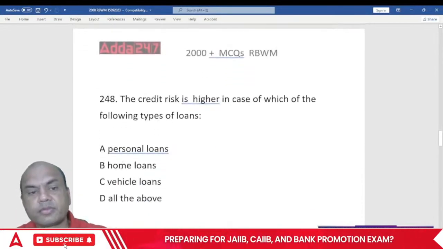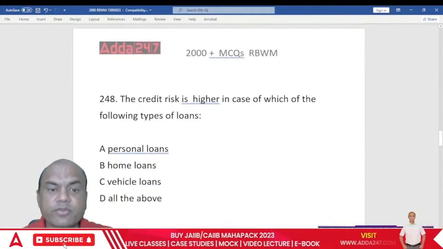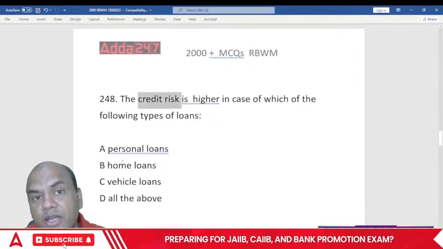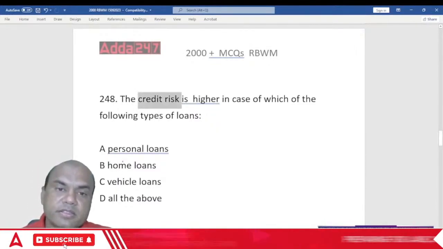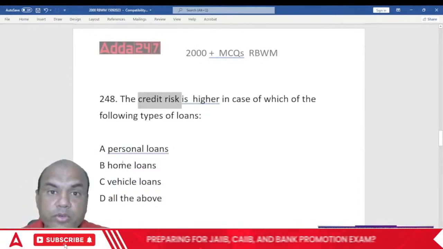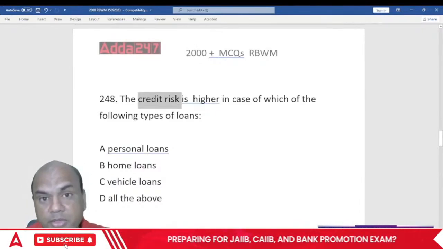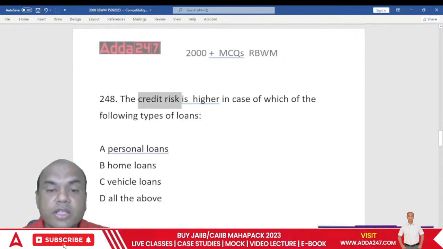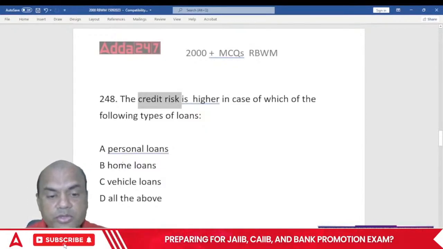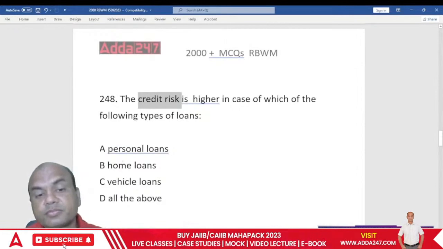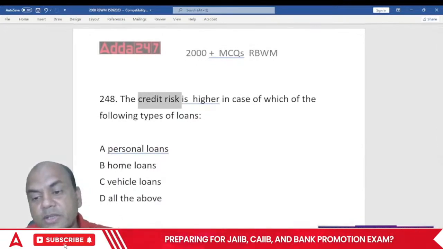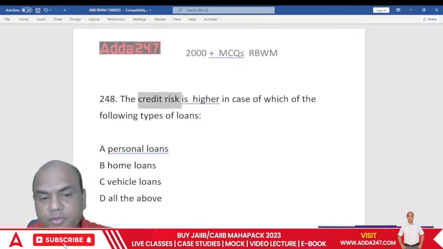Okay. Next one. The credit risk is higher in case of which of the following types of loans? Credit risk means what? Firstly, you need to understand credit risk. Credit risk means the default risk. Default risk means the borrower not paying you. Suppose if I give a loan to you and if you don't pay, then I'll be in trouble. So that is known as credit risk. So the credit risk is higher in case of which type of loans? Personal loans, home loans, vehicle loans, and all of the above. In which type of loan is the credit risk higher?